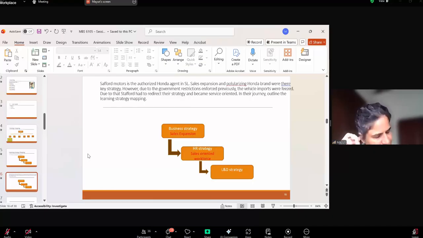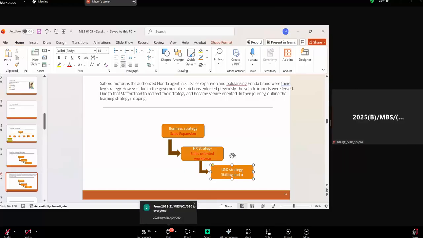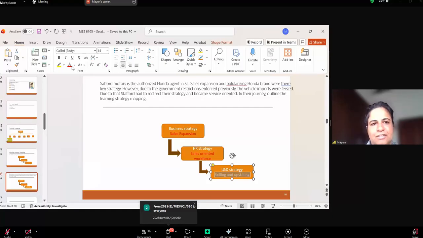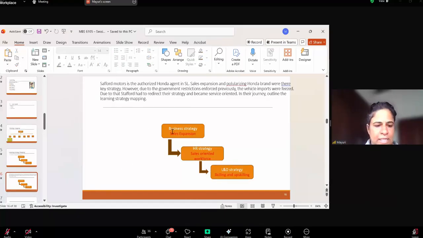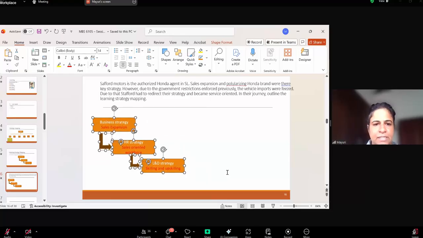Upskilling. Skilling and upskilling. Very good. Skilling and upskilling. So this is the first scenario. The overall theme is the sales oriented workforce, and we have skilling and upskilling as the learning strategies.